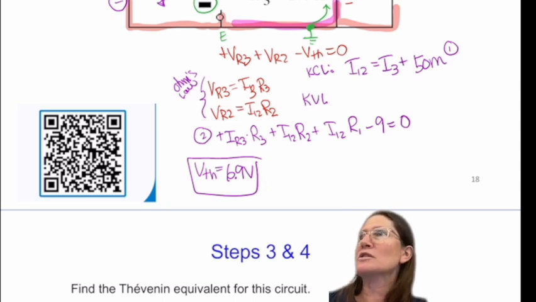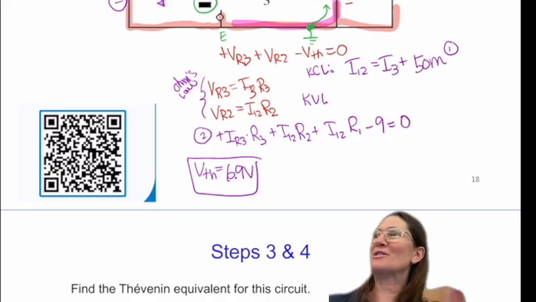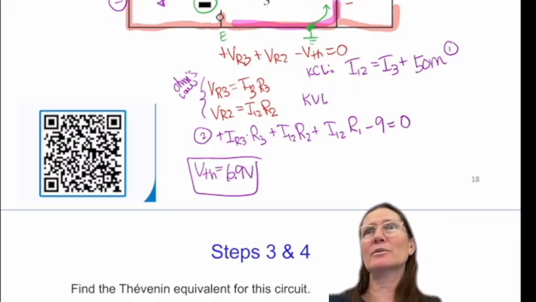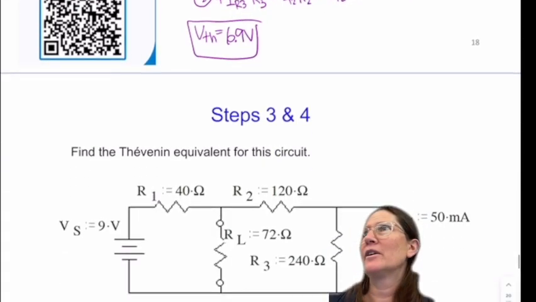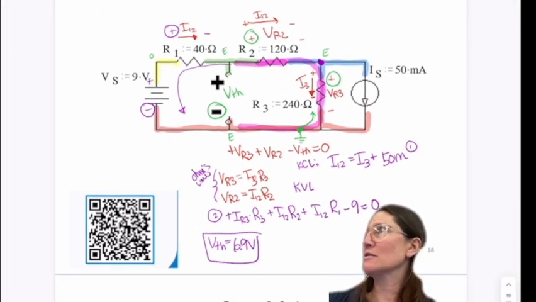All right, questions? So two different methods would yield the same answer. So it's a good way to solve it one way and then go back and check another way. All right, questions? Any questions?